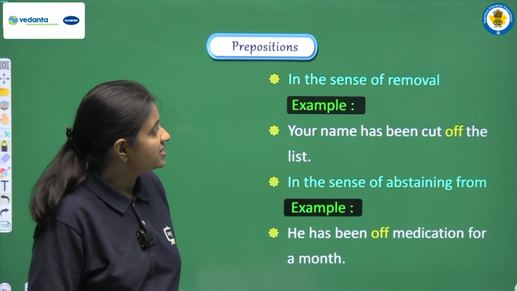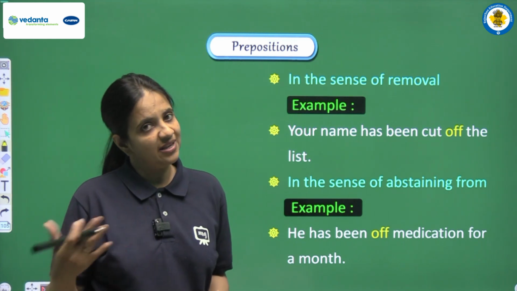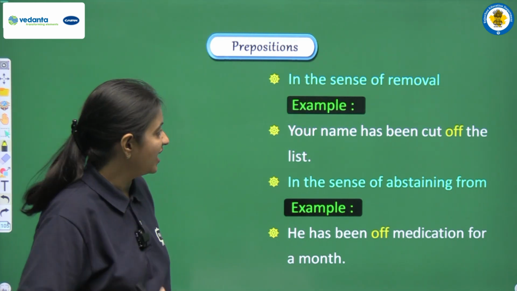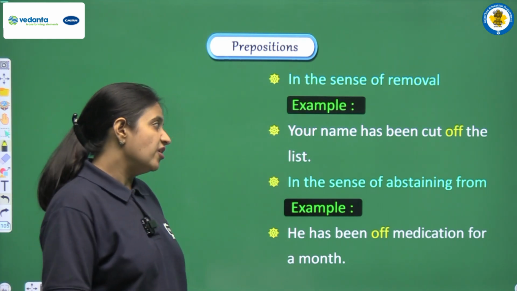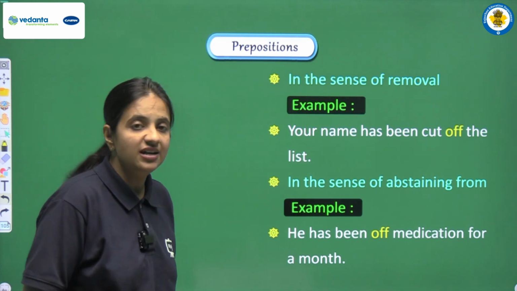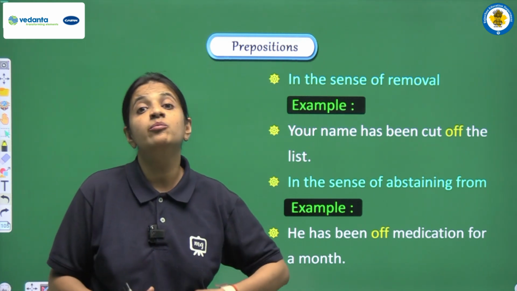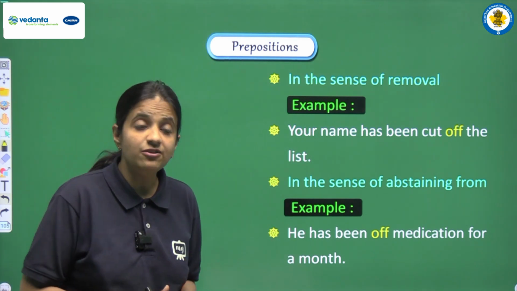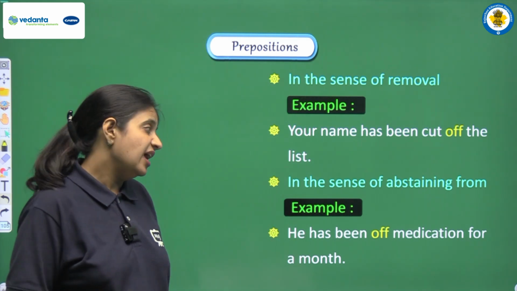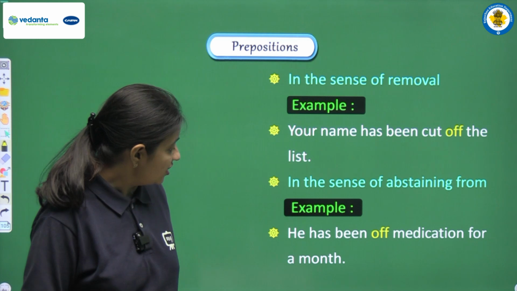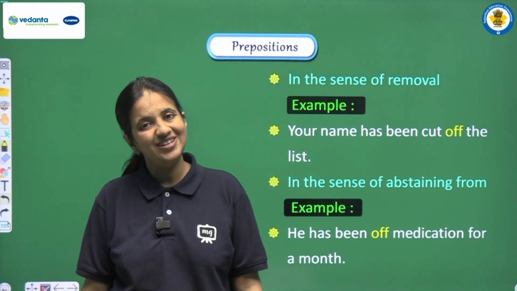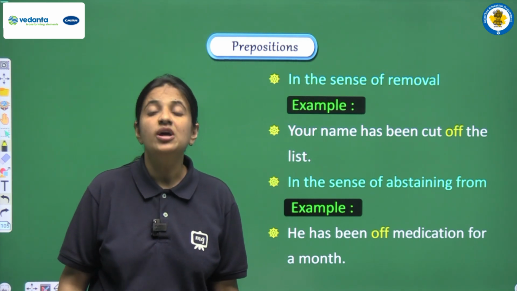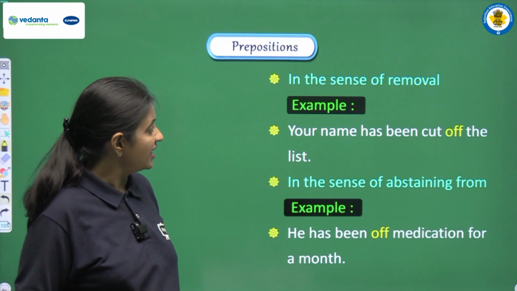It is used in the sense of removal, the same thing that we were having in the detachment. Let's see the example. Your name has been cut off the list. It means your name has been removed from the list. It is used in the sense of abstaining from. Let's see the example. He has been off medication for a month. Okay, so these are the uses that we can have with the help of off in a sentence.